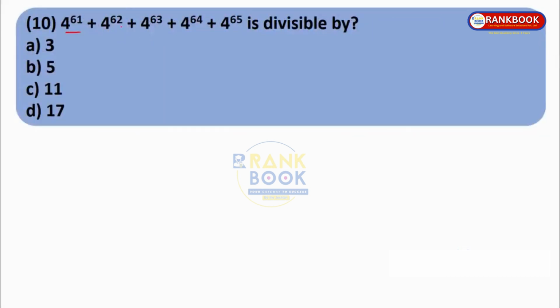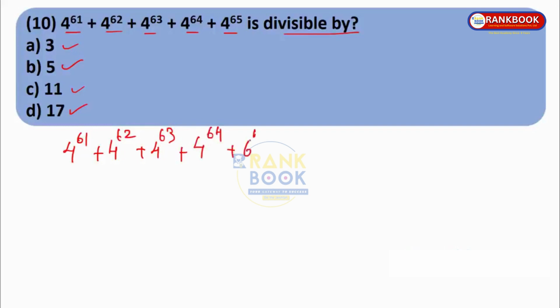4 raised to 61 plus 4 raised to 62 plus 4 raised to 63 plus 4 raised to 64 plus 4 raised to 65 is divisible by A) 3, B) 5, C) 11, D) 17. We have to find the correct option. Very easy. This is like a series, right? So let us see how to deal with series. We have discussed some tricks earlier. Let us see how to apply them.